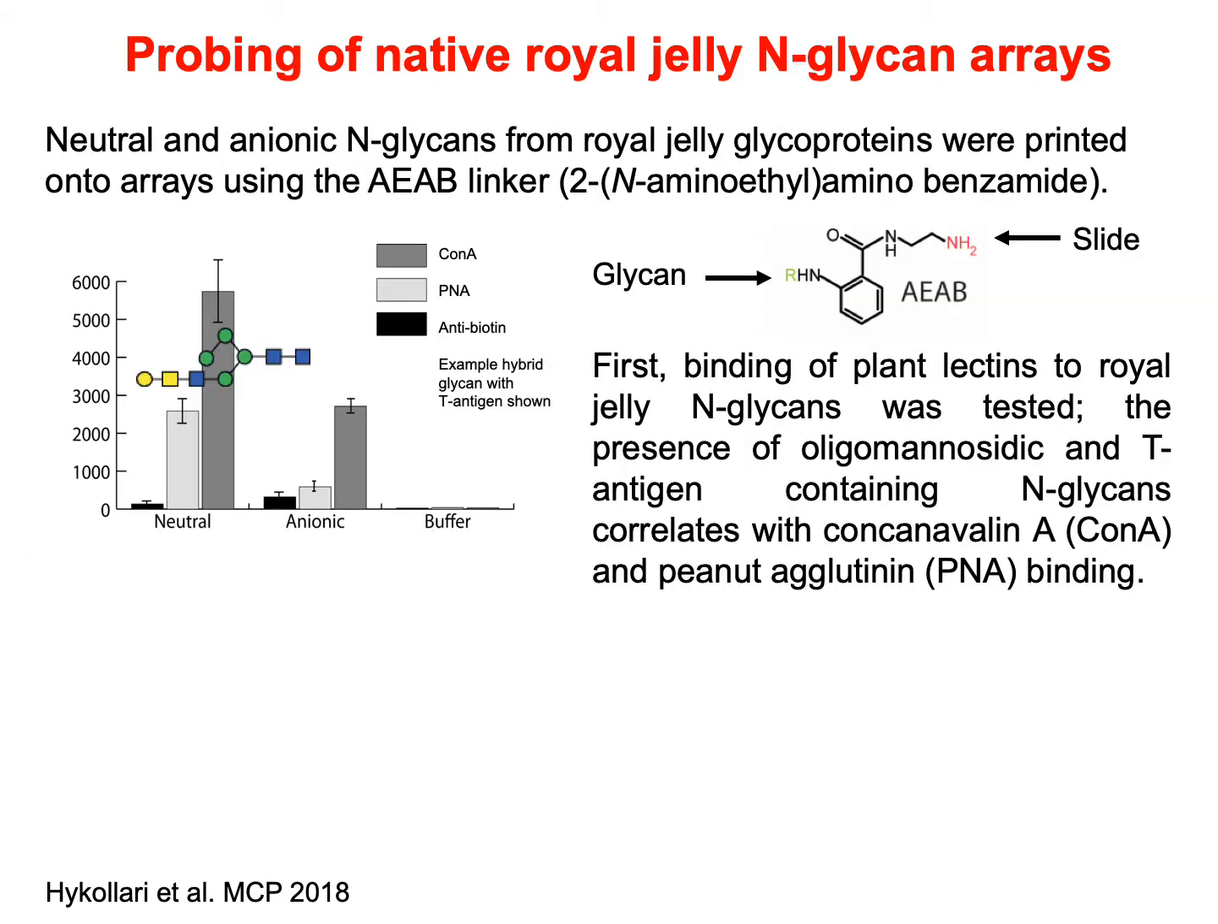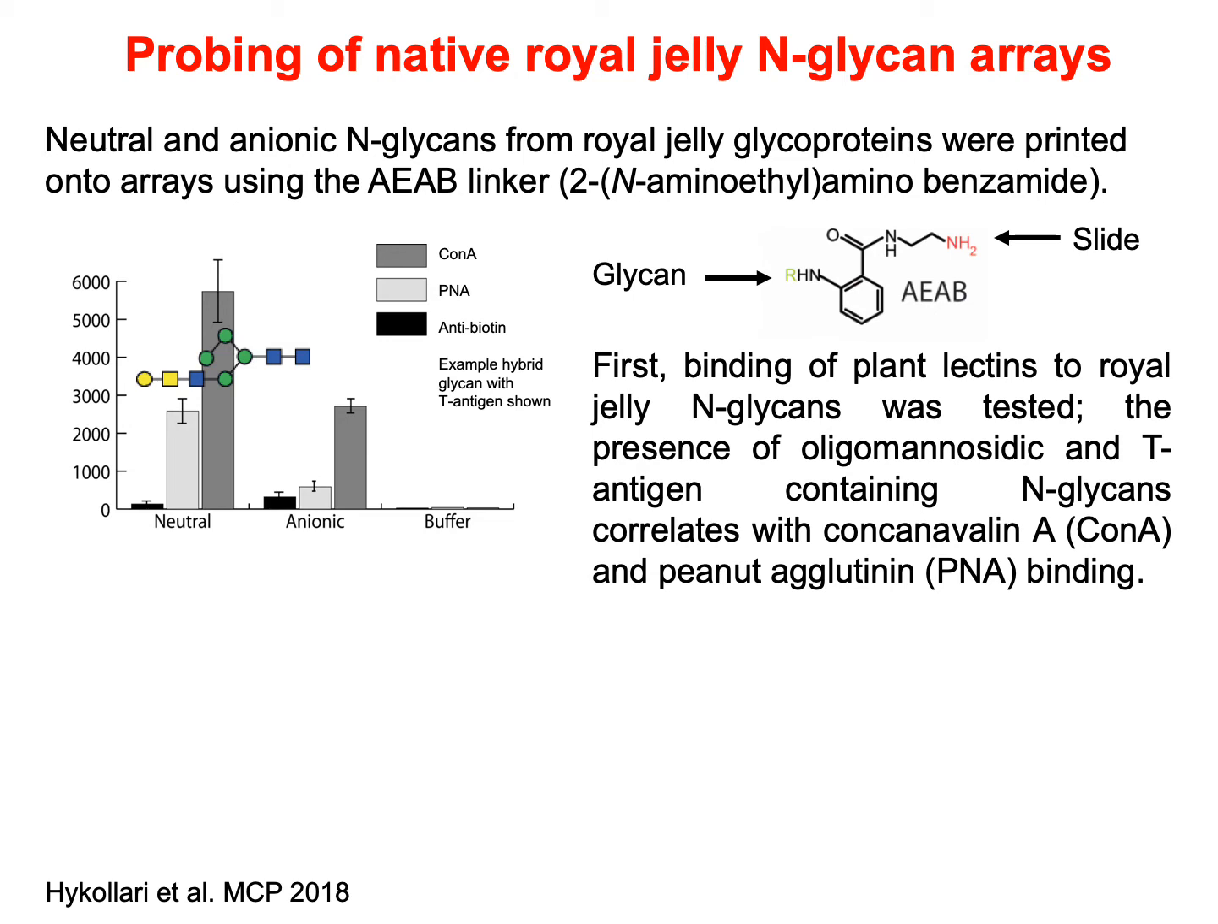Now, so much for the structure. What about potential function? We took the natural glycans from royal jelly and modified them with a linker called AEAB, which on one hand can bind to the glycan, and the other hand can be printed onto special glass slides. First of all, we used standard plant lectins, concanavalin A and peanut agglutinin, and found nice binding, particularly to the neutral glycans.